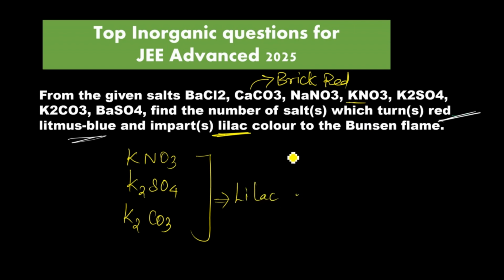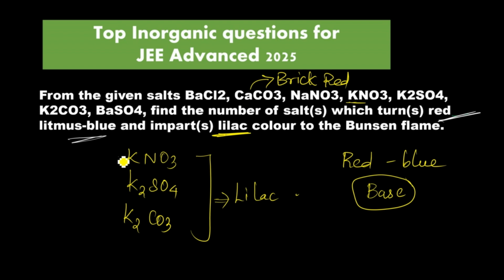Ma'am, what about the other condition which turns red to blue? These are salts, but how can you find whether it can turn red to blue? Red to blue means what? It should be a base, right? So here you can see these two are made up of strong acid and strong base. Potassium hydroxide with HNO3, potassium hydroxide with sulfuric acid. So which is forming a salt, it won't be giving any change on the litmus paper.